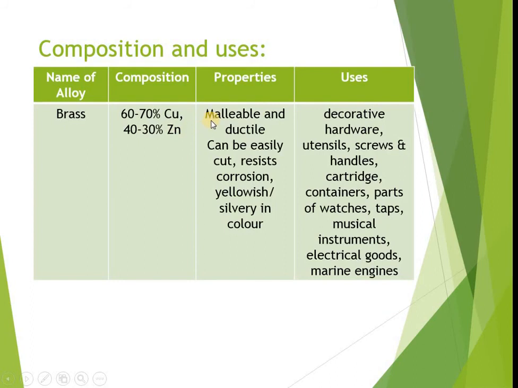The properties of brass are that it is malleable and ductile, can be easily cut, resists corrosion, and the color is yellowish or silvery. Uses are decorative hardware, utensils, screws and handles, cartridge containers, parts of watches, taps, musical instruments, electrical goods and marine engines.